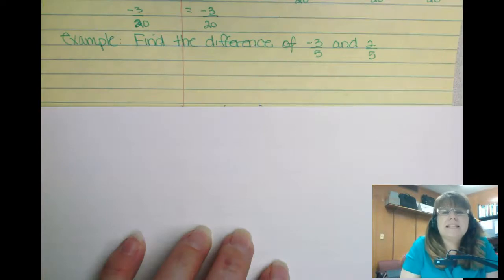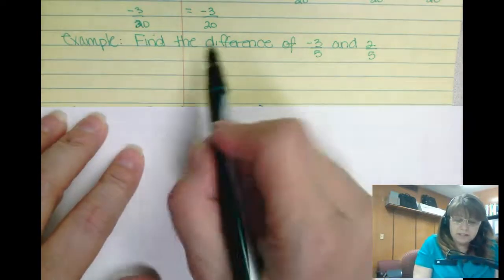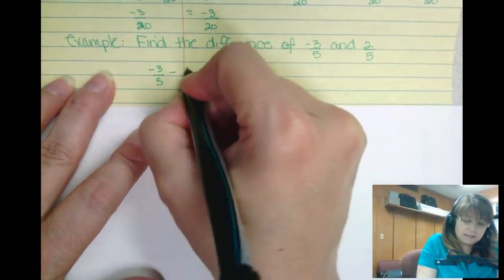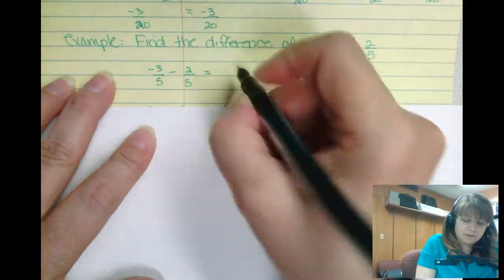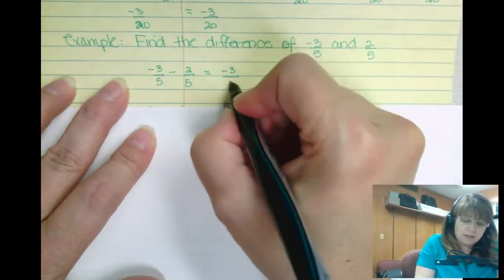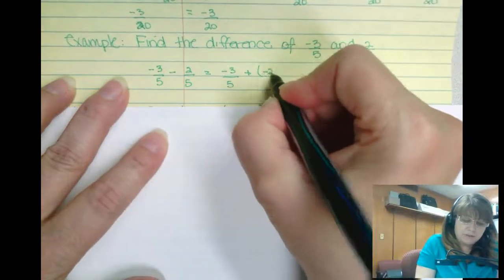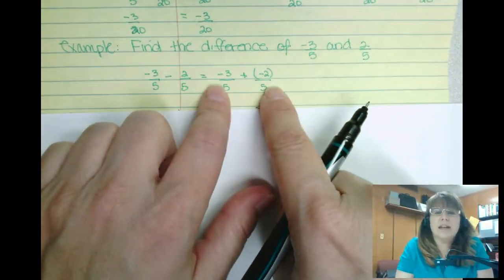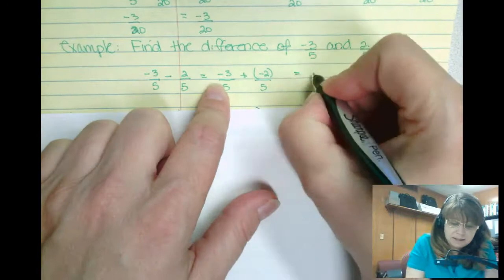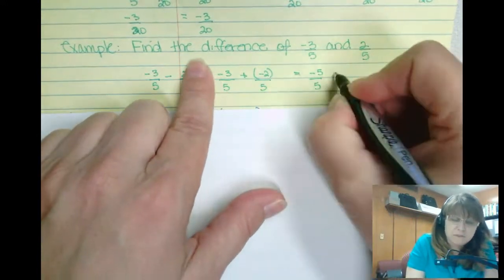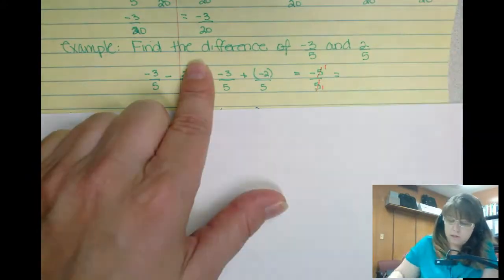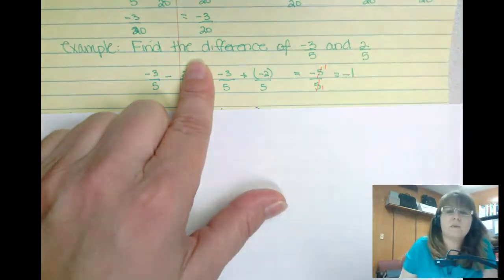So let's find the difference of negative 3/5 and 2/5. So taking the difference is subtracting, so it's negative 3/5 minus 2/5. But that is the same as adding a negative 2/5. Adding negative numbers, we're just going to add them. They have the same sign. Negative 5 over 5. But negative 5 over 5, 5 goes into 5 one time each. So the answer is negative 1.